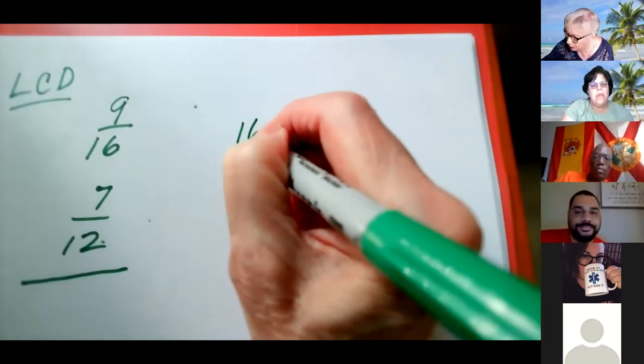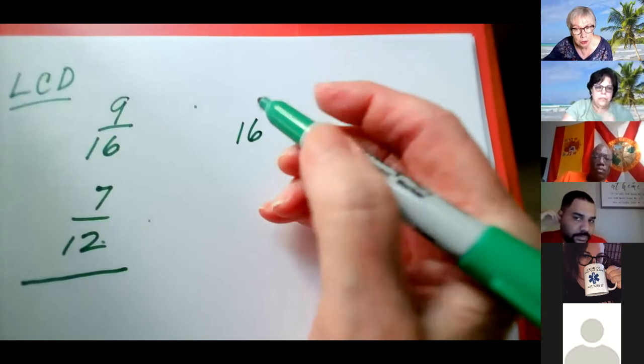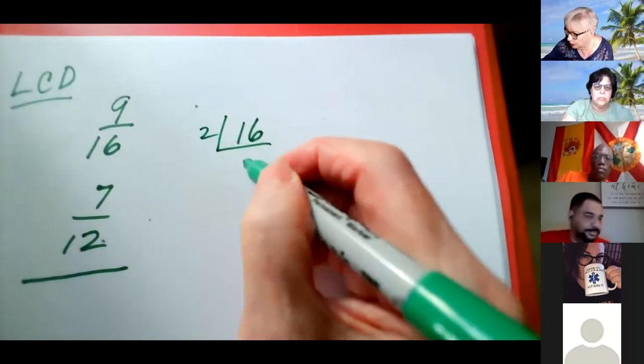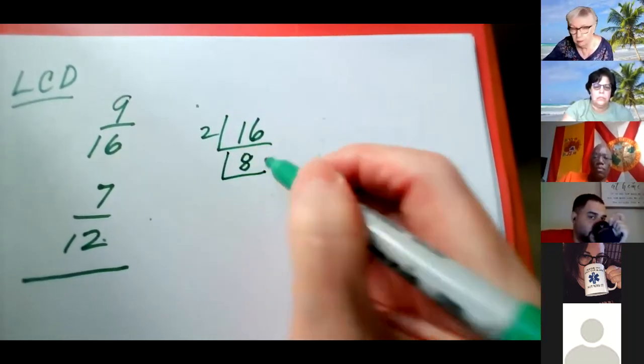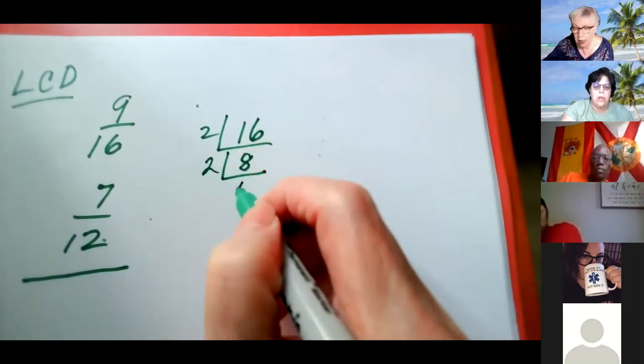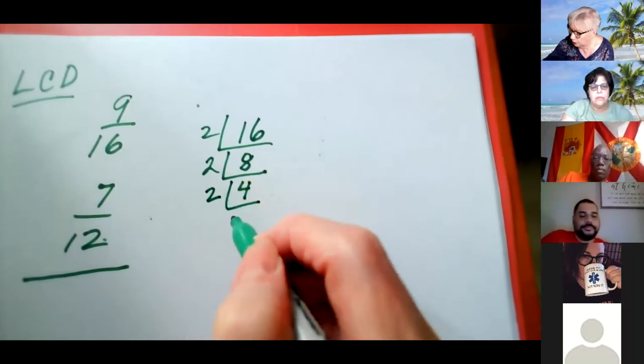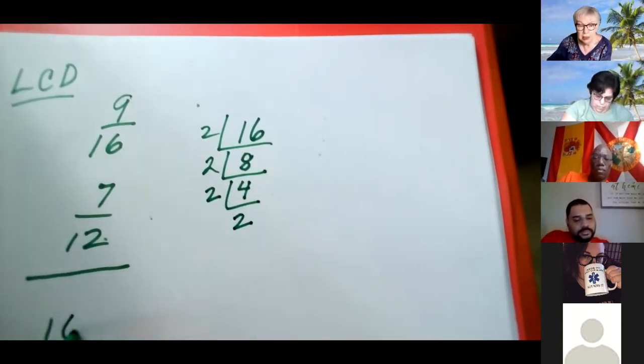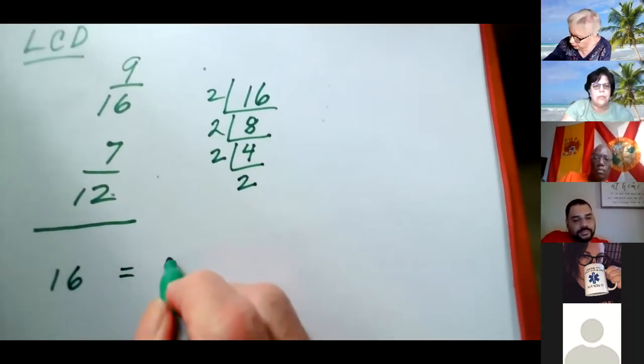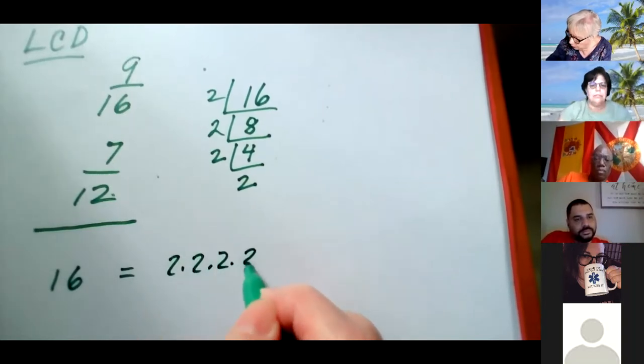This is 16, which is made up of a whole string of 2s. So 2 goes into 16 8 times, 2 goes into 8 4 times, and 2 goes into 4 twice. So 16 is really 2, 2, 2, and 2.